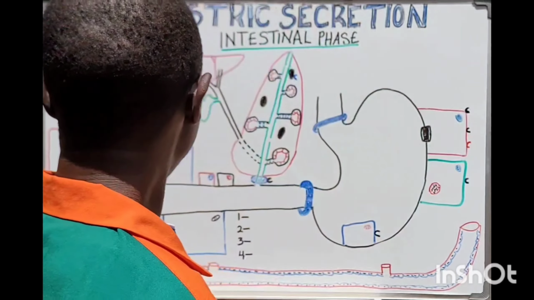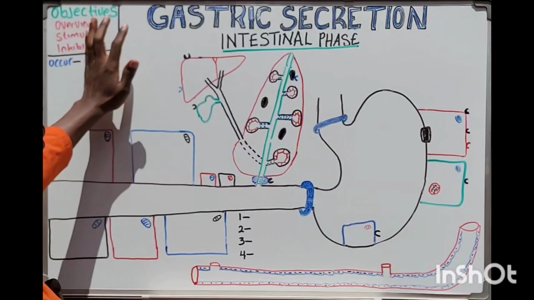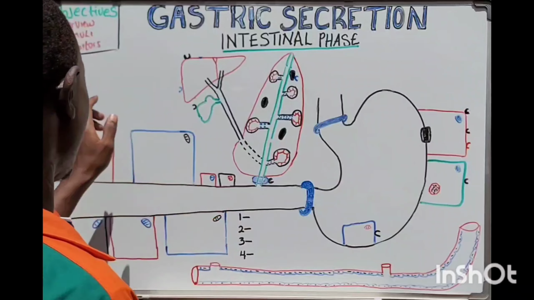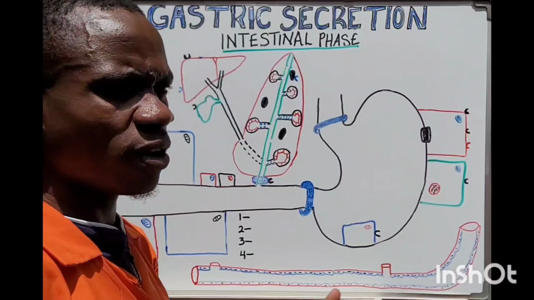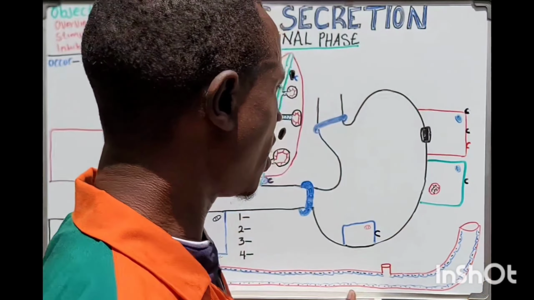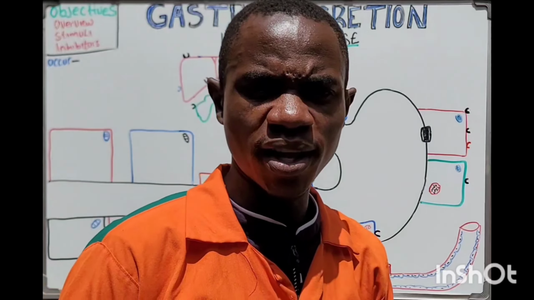So now, during our discussion, we are going to be following these objectives. We look at the overview of the intestinal phase. We look at the stimuli, and also look at the inhibitory factors, which is going to take a little bit more of the time, explaining the inhibitory factors of gastric secretions during the intestinal phase.